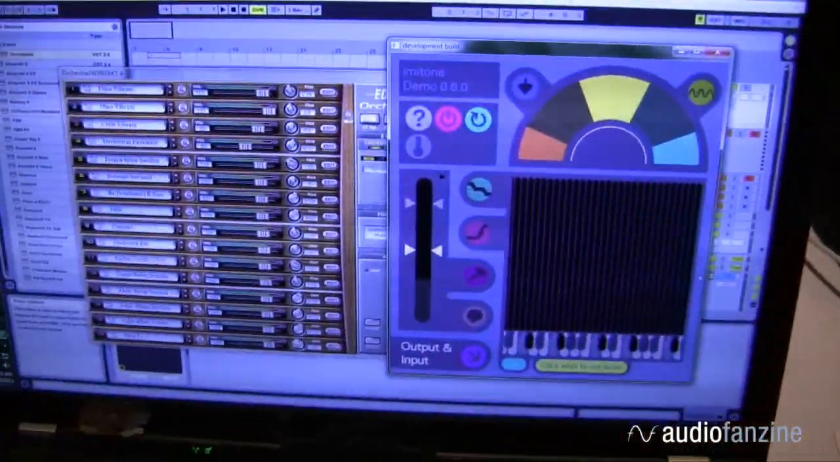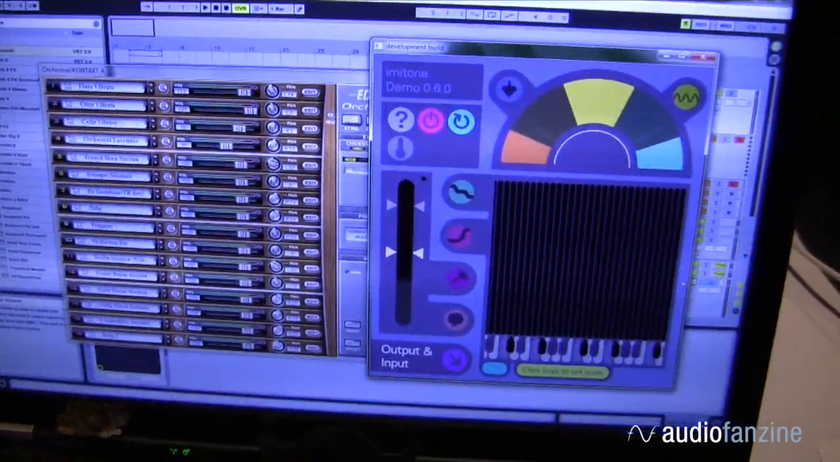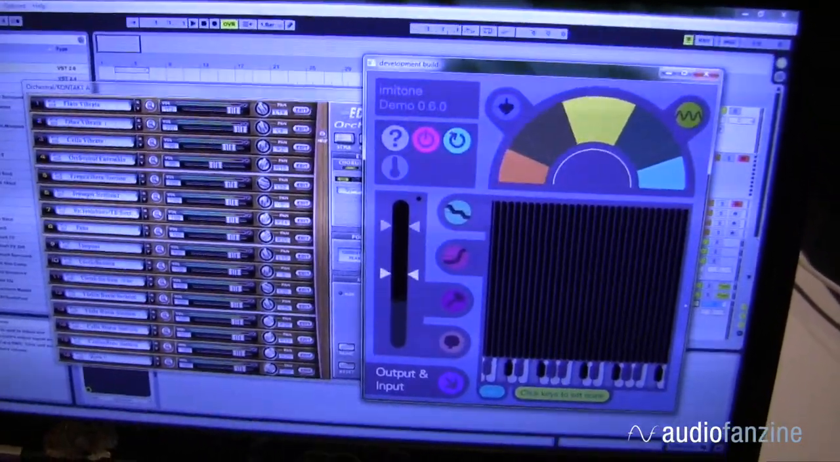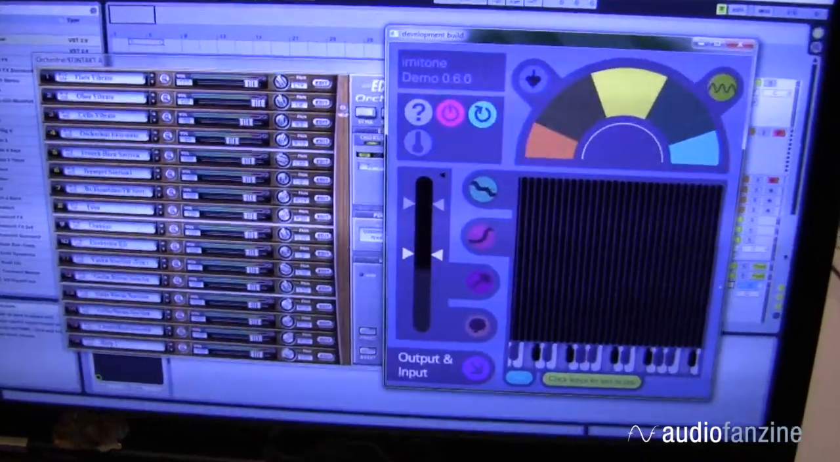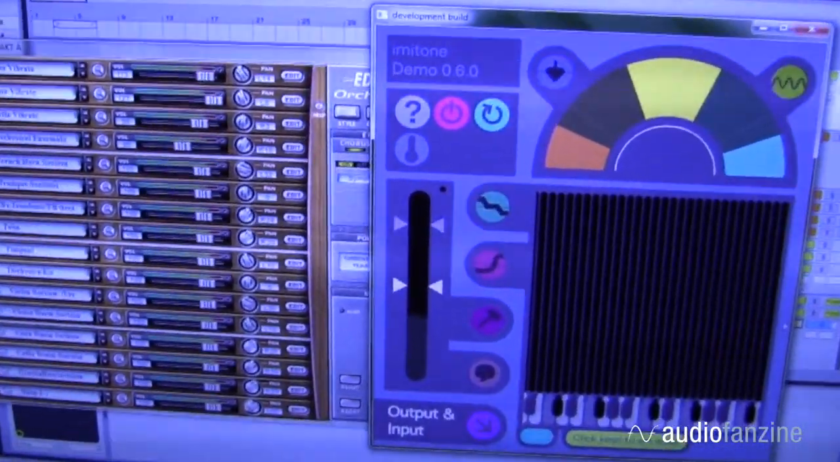So essentially what imitone allows you to do is control any digital instrument in real time by singing into a mic. And that could just be your cheap built-in laptop microphone. This is something I made so that people who are non-musicians can get into music making without needing to purchase or learn to play a keyboard.